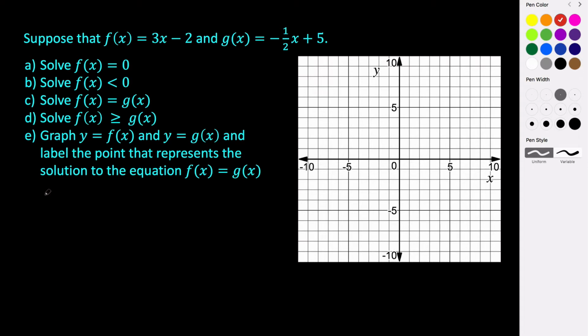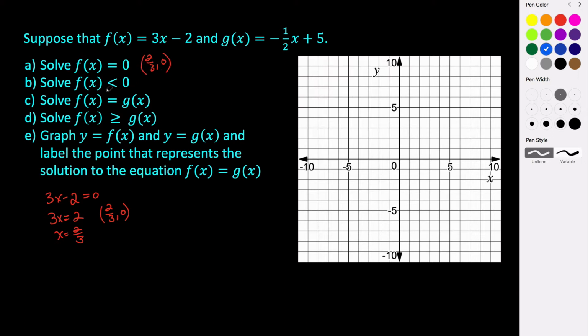So we can just take our function 3x minus 2 and set it equal to 0. To solve this, we add 2 to both sides. 3x equals 2. Divide by 3, and we get that x is 2/3. So we get the ordered pair 2/3, comma 0 for our x-intercept. 2/3, comma 0. So that's our x-intercept.